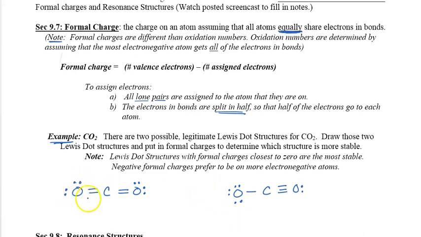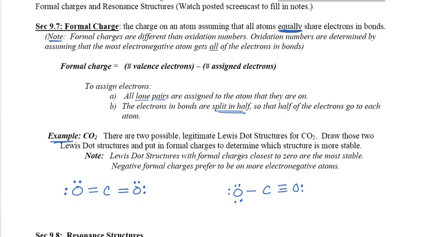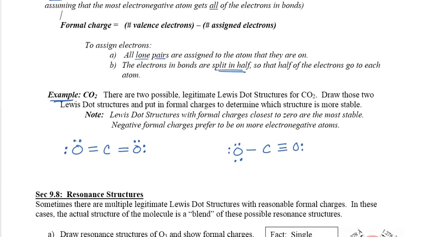That also is a legitimate Lewis dot structure. Both of them have octets around every atom. You have the right number of total valence electrons in there, and so they are legitimate. But one is more stable than the other. So we're going to figure that out by putting in our formal charges.